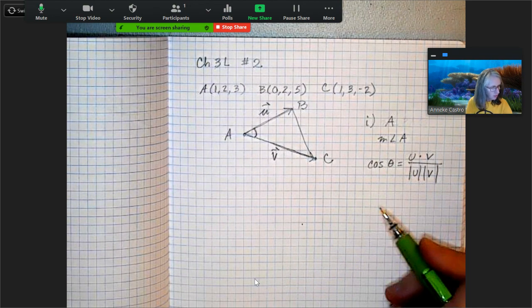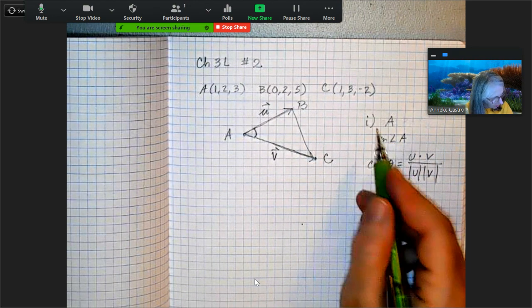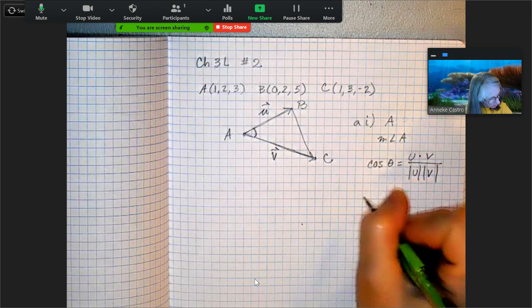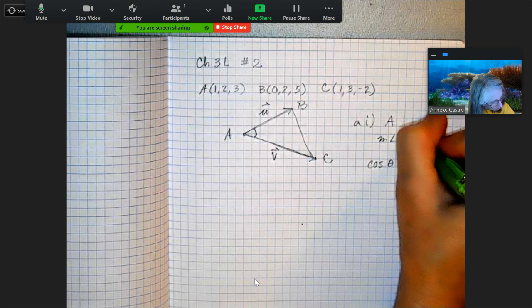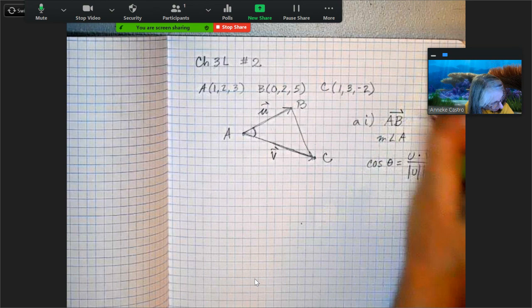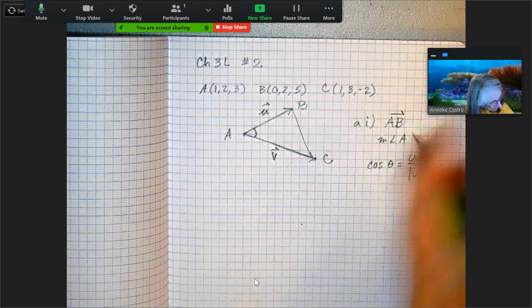Then it asks you, oh, sorry, you're supposed to write that down. So the answer for A-I is that the vectors that you need to use are AB and AC.